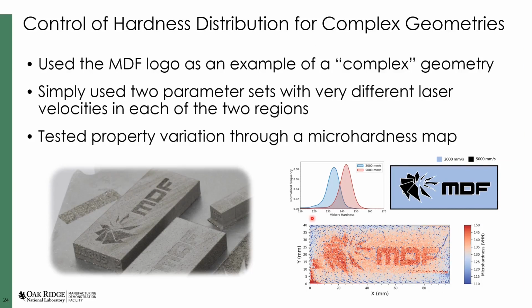So finally, I'd like to show a complicated geometry. In this case, we're taking the MDF logo as an example, and we can simply put two different sets of processing conditions in these two different regions. If we fabricate this and perform a micro hardness map, you can see very clearly that we get a systematic variation in our hardness between these two regions that's associated with the variations in laser velocity. We can also perform the statistics on this and show how much of a variation we get.